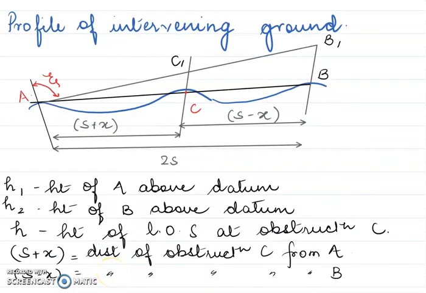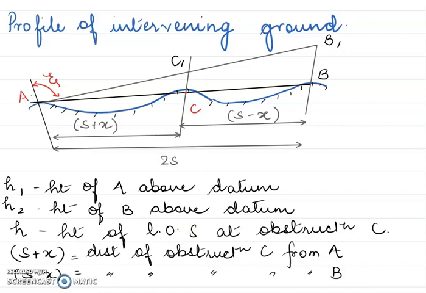The next factor that affects intervisibility is the profile of intervening ground. Let's say this is the profile of the intervening ground. You have a point A, a point B, and in between you have a peak C. h1 is the height of station A above datum, h2 is the height of station B above datum, h is the height of the line of sight above C, and 2s is the distance between A and B. S plus x is the distance between A and C, and S minus x is the distance between B and C.